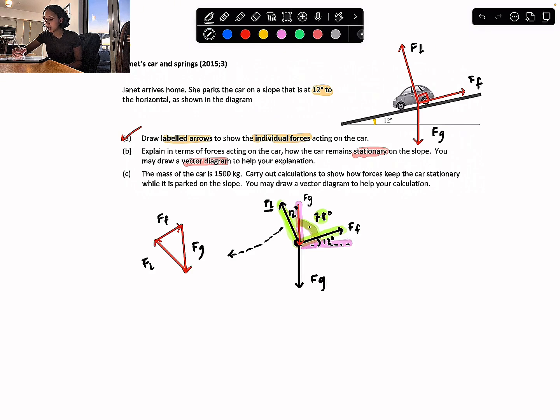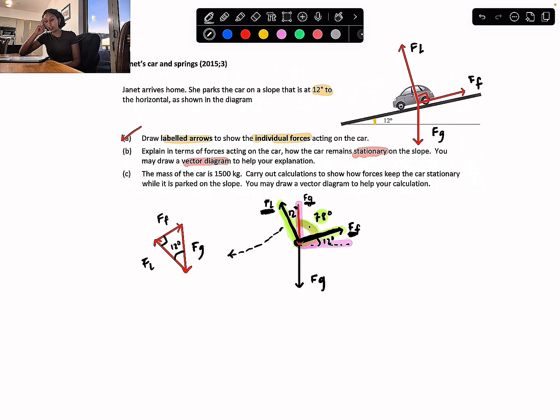So we know that between FL and FG, we have the 12-degree angle. What I will add is the 90-degree angle in my triangle. So where does it go? Well, according to my diagram, there's a 90-degree angle occurring between FL and FF. Okay, so on my diagram over here, I can do a little 90-degree angle in between FF and FL.